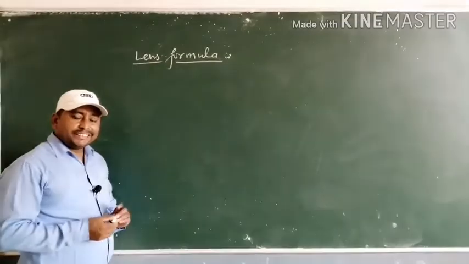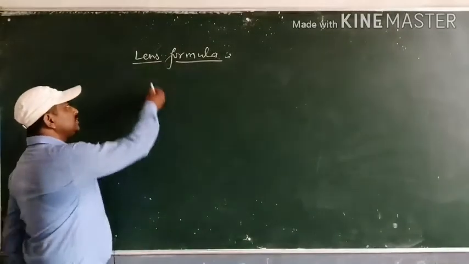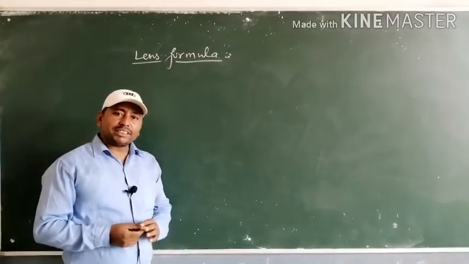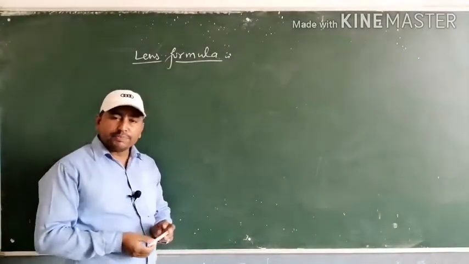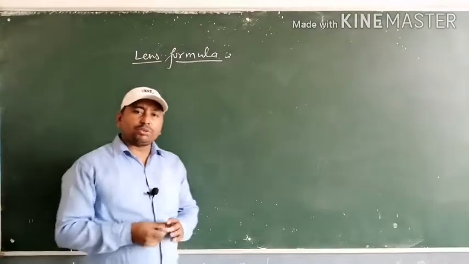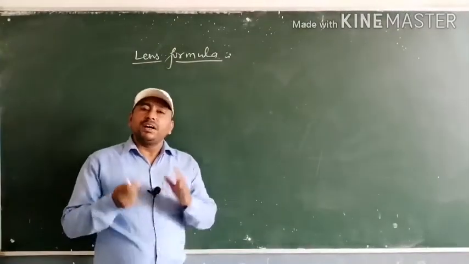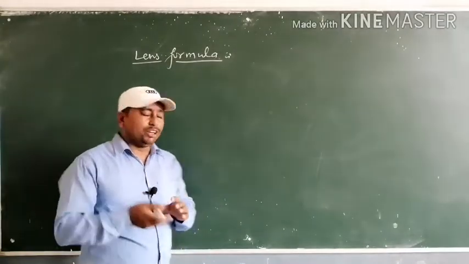Hello students, let us start our discussion more about the lens formula. We know that we have two types of lenses. One is known as convex lens and the other is known as concave lens. And if you want to find out the position of the image formed with the help of a lens of any object.